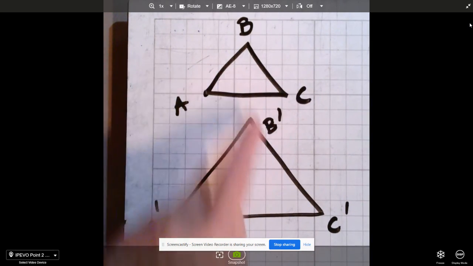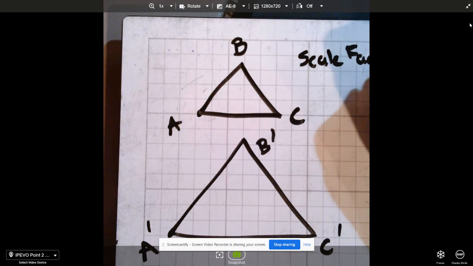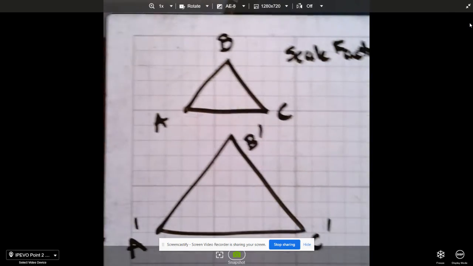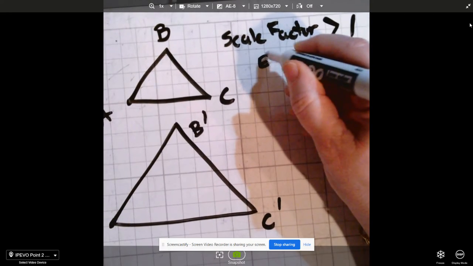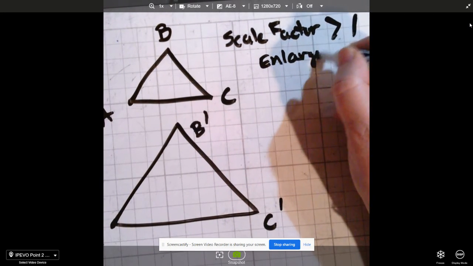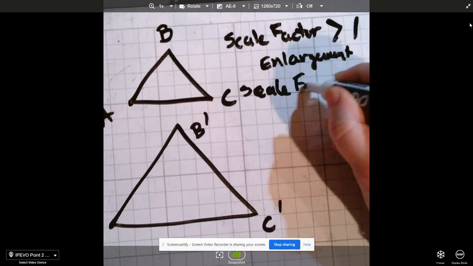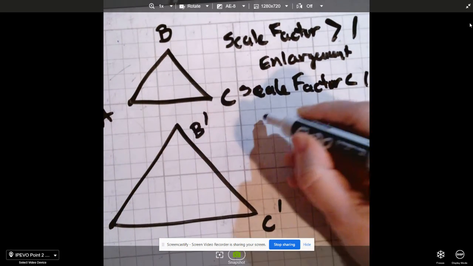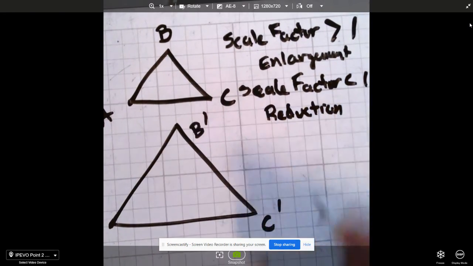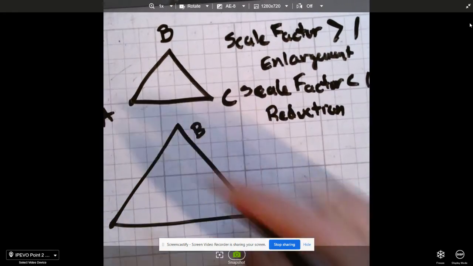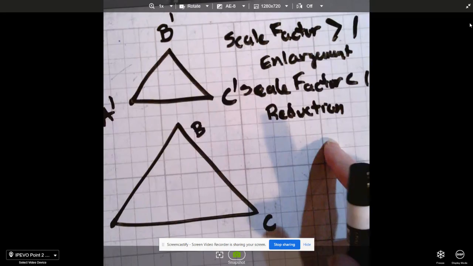So if the scale factor is greater than 1, like in this case, and I'll show you that in a minute, if it's greater than 1, then this would be an enlargement, which means that my triangle is getting bigger. And if my scale factor is less than 1, that means it would be a reduction, which means my figure would be getting smaller. So if this one here was A, B, C, and this one was A prime, B prime, C prime, it would be getting smaller, so it would be a reduction.